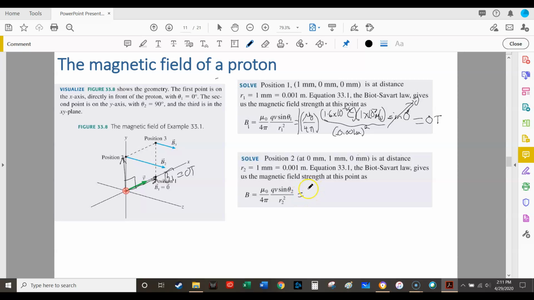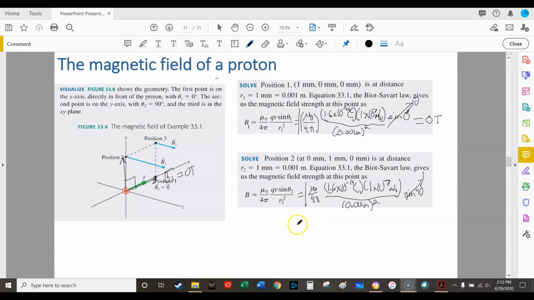So we're going to have the same setup as above, got mu naught over 4 pi, and it's got the same charge, 1.6 times 10 to the negative 19th coulombs, and it's got the same velocity, which is 1 times 10 to the 7th meters per second. And it's got actually the same distance as well. You got to make sure you square it. But this sine is going to be 90 degrees, right? So that just goes to 1.